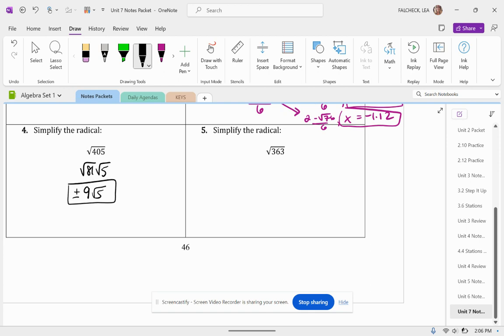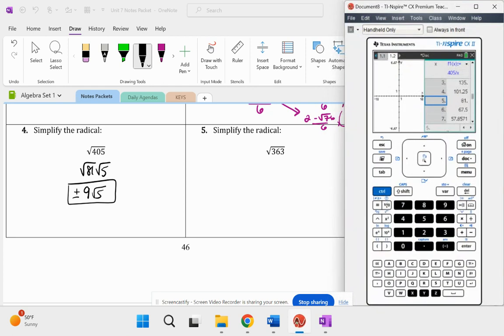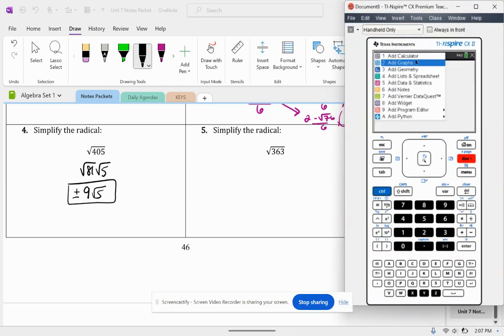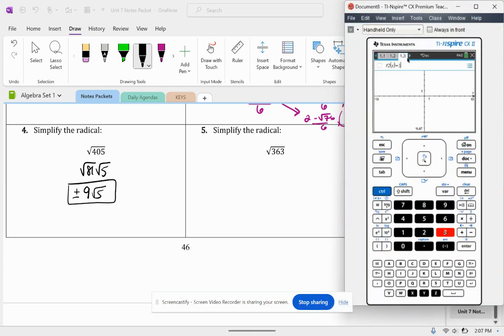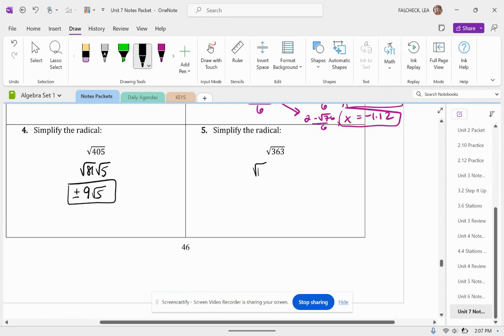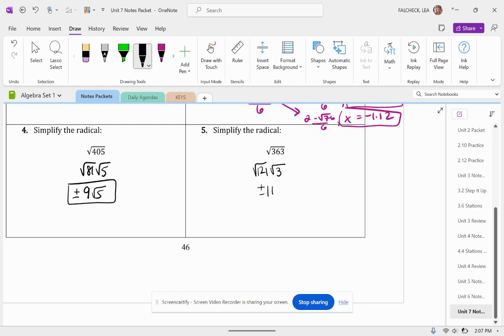Simplify the radical, the square root of 363. I did the exact same thing again. I gave you a scuzzy number so you could figure it out. 363 divided by x, control T. Look for that perfect square. There it is, 3 and 121. When I take the square root of 121, I put a plus or minus, and I get 11. My answer is 11 square root of 3. Thank you.